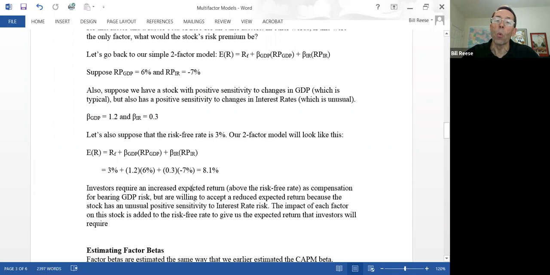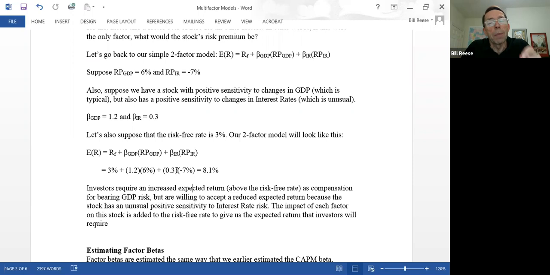Now notice, when the risk premium for interest rates is negative and the sensitivity is positive, that's overall going to be a negative, okay, which is going to lower expected returns. This happens when stocks are considered to be different from normal. They move opposite to what you typically would see, and therefore investors like having them in their portfolio because it brings more diversification and thus lowers the risk.